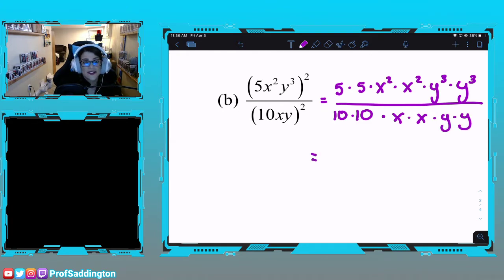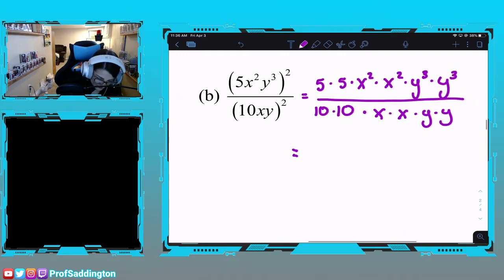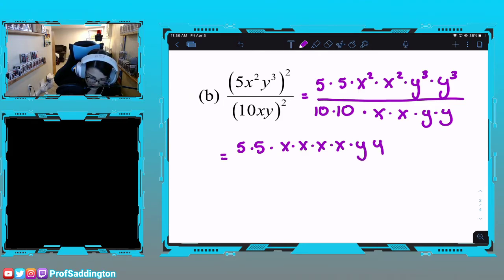And if I want to break that up even farther, I can. I need some more space. So I have 5 times 5. And then if I have squared and squared, that means I have 4 of those. So 1, 2, 3, 4. And if I have a cubed and a cubed, that means I have 6 of those. So 1, 2, 3, 4, 5, 6.